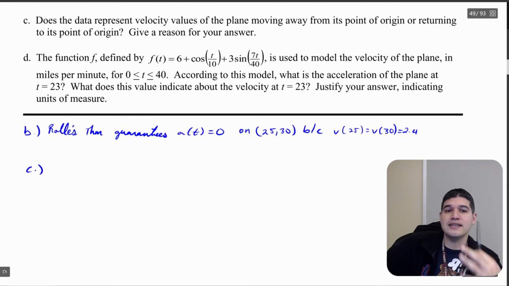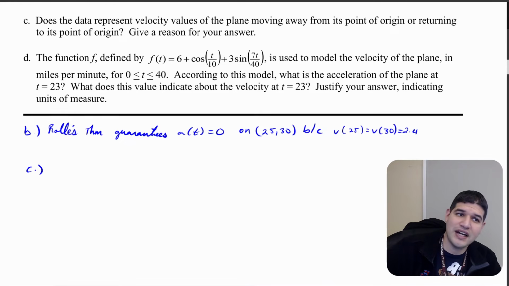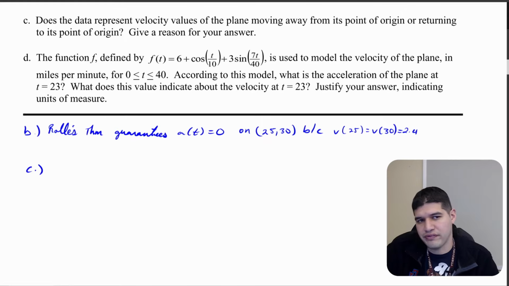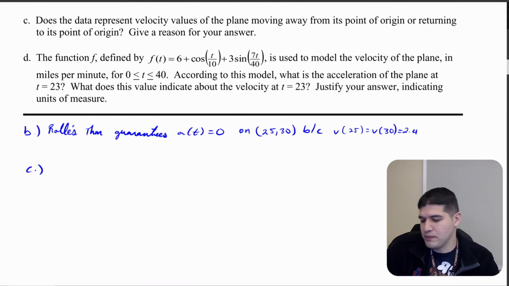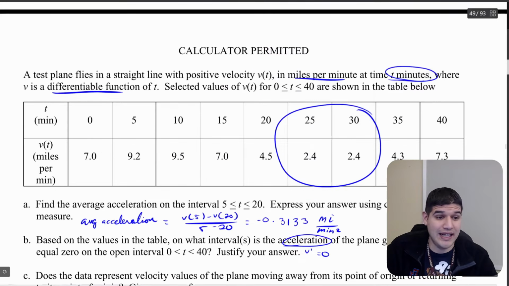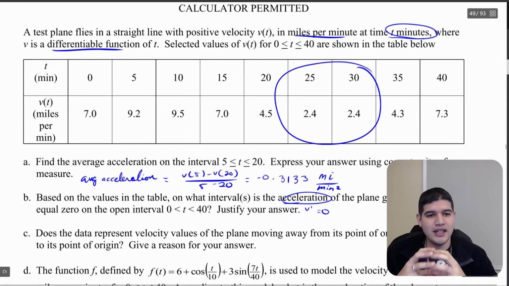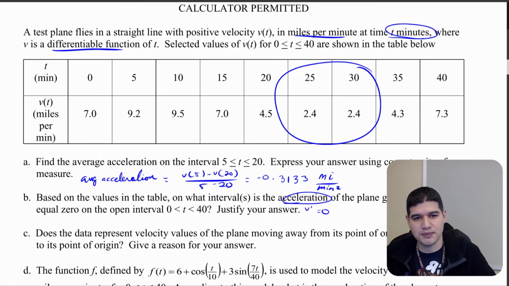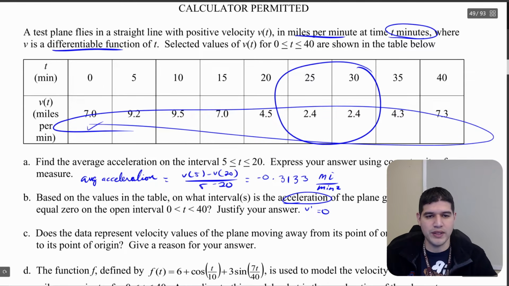It says, does the data represent velocity values of the plane moving away from the point of origin or returning to its point of origin? We really just want to say, okay, why do we make that case? Now, we can't make a concrete case based off of the evidence here. However, we know that the velocity is positive. Every single one of these values is positive. Velocity is positive at 0 all the way across from 0 to 40 minutes.